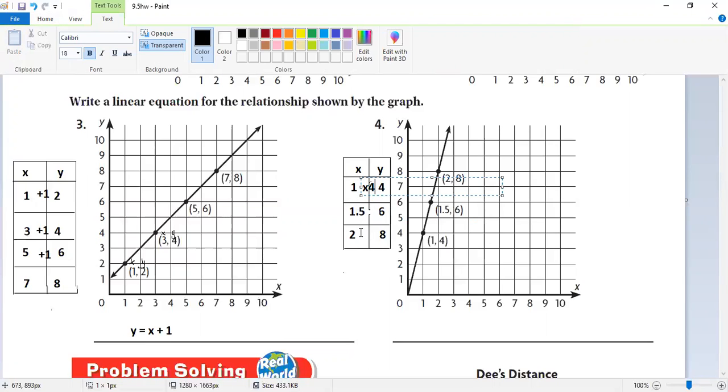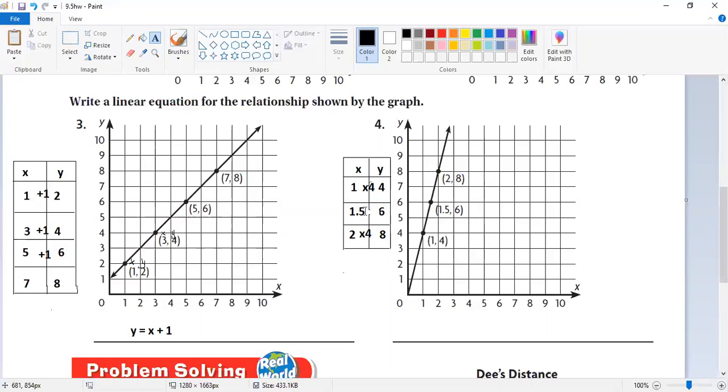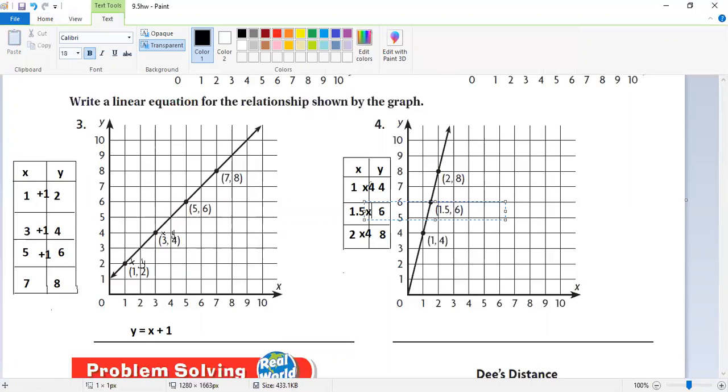Similarly, before checking this, let's go for an easier one. Now 2 multiplied by 4, does that give you 8? Yes, it does. Similarly, 1.5, if you multiply by 4, also you will get 6. So that's the pattern for this table. So the value of x multiplied by 4. So let's write the equation now. Start always by writing y equals.